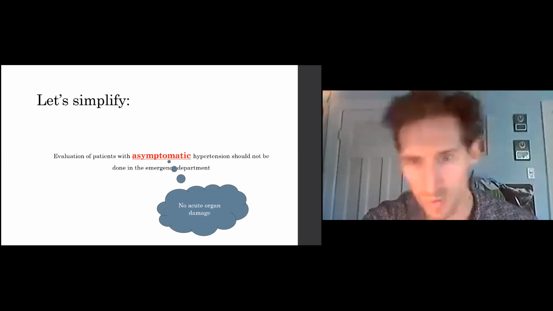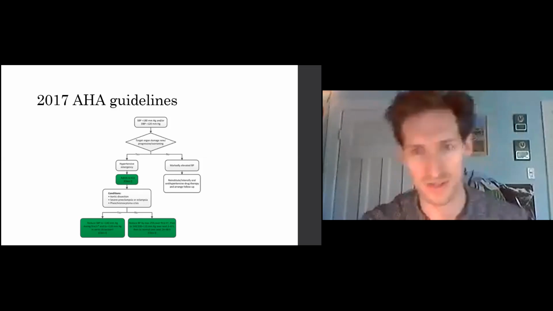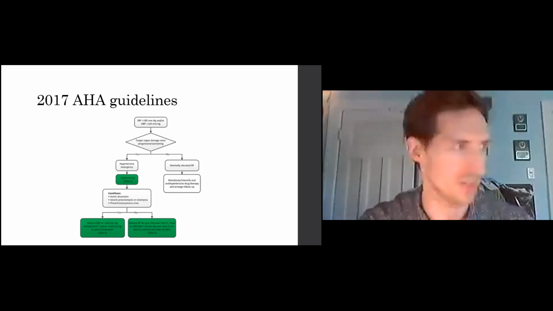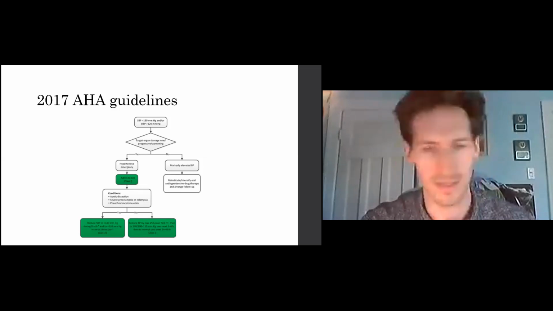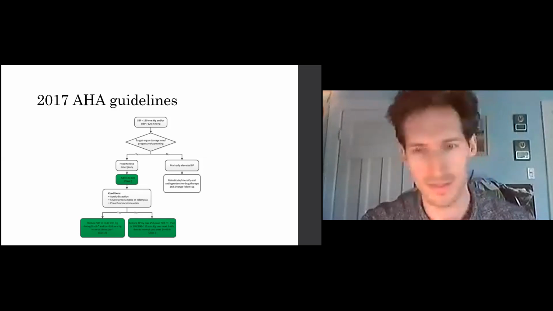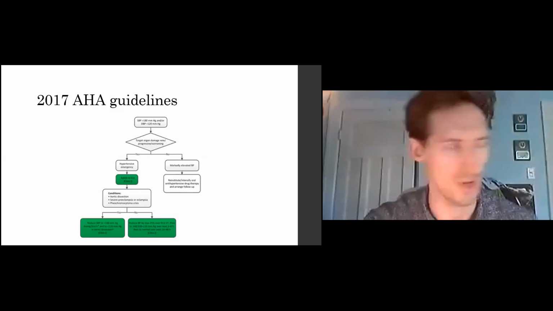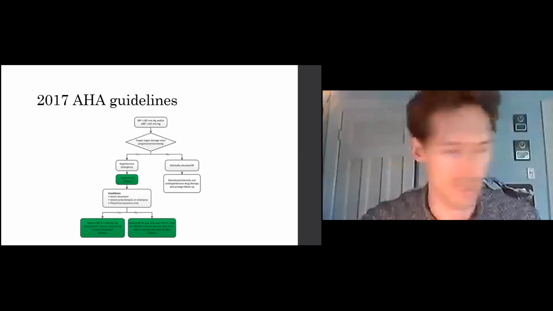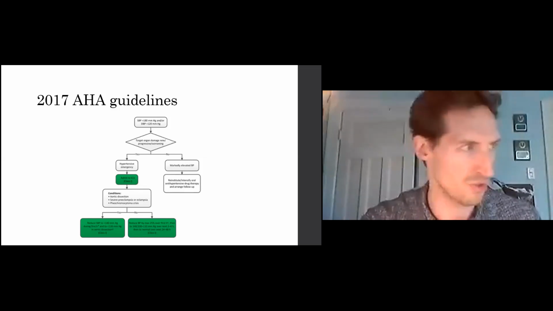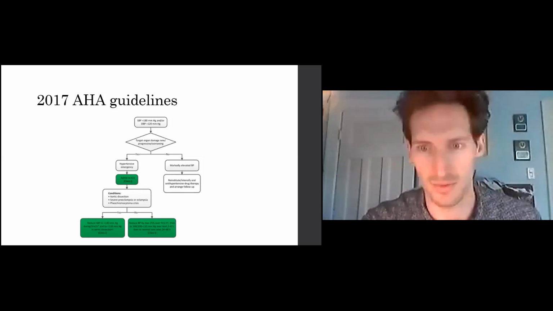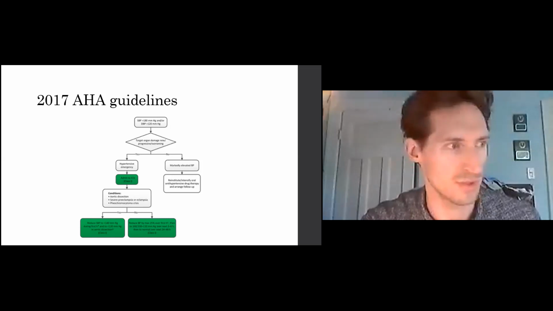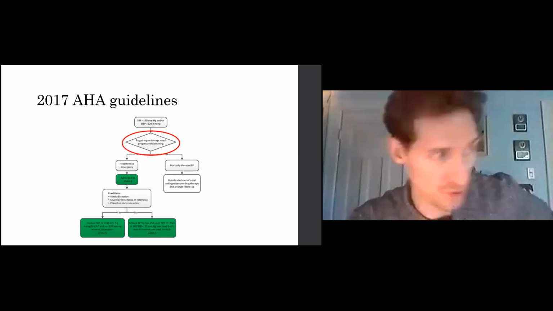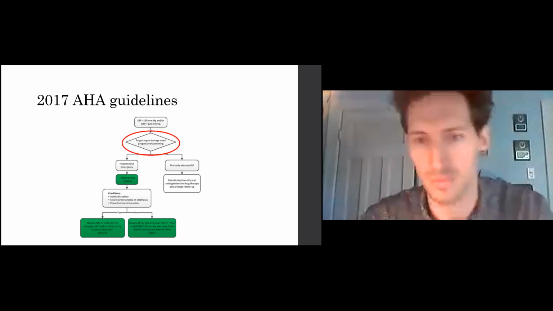So the more recent 2017 AHA guidelines basically center around the same point: if you have a patient coming in with a very elevated blood pressure, here they use a number, but numbers aren't as important. It's hypertension plus or minus organ damage. If there's no organ damage, there's still something you can do for the patient, but it's not going to be in the Emerg.